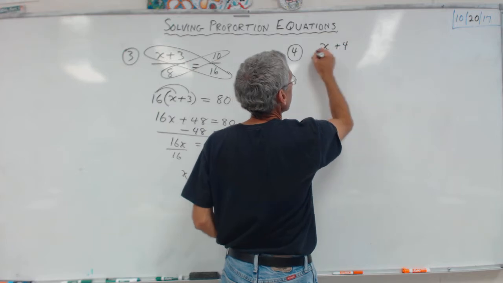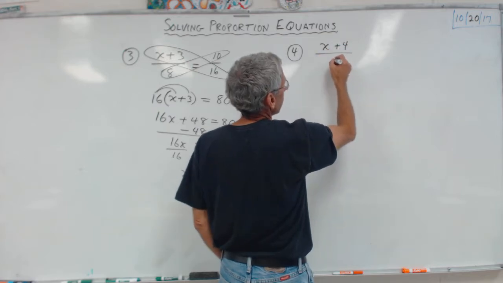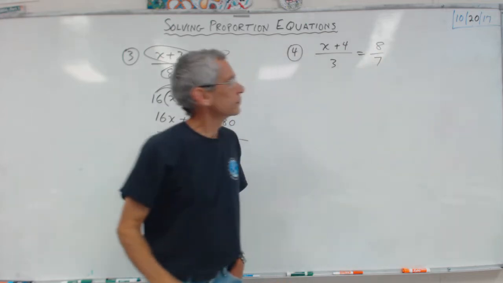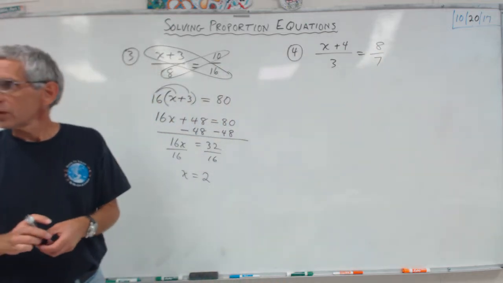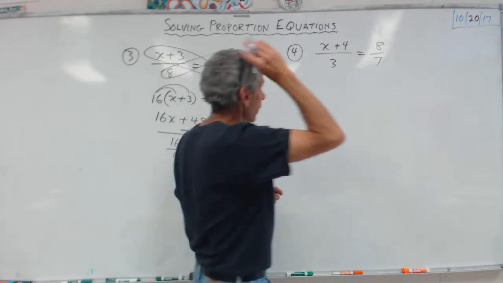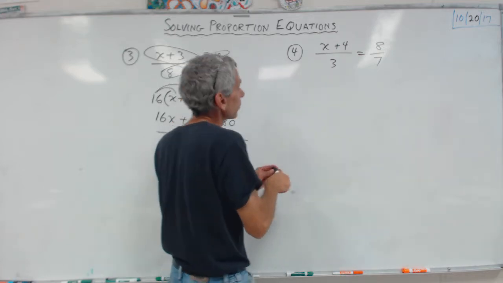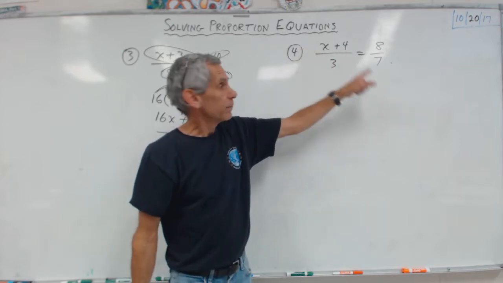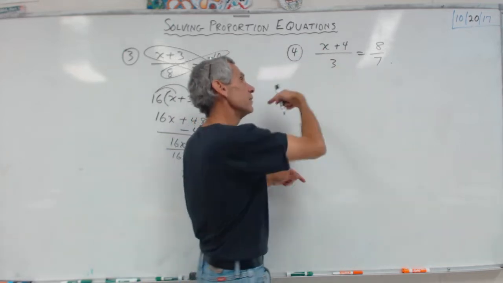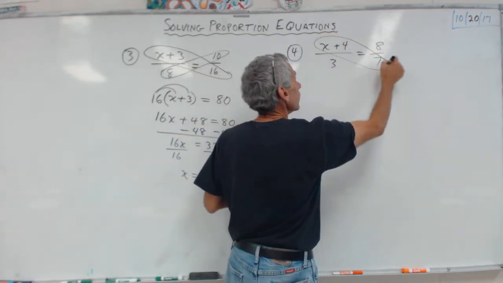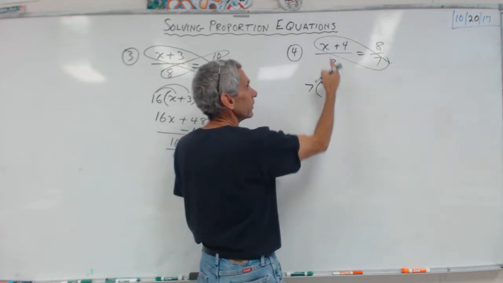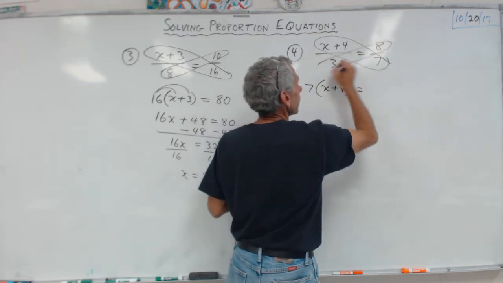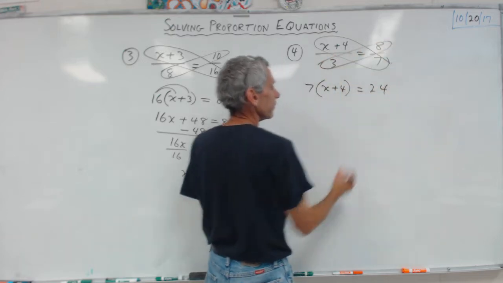x plus 4 over 3 is equal to 8 over 7. Okay? So sometimes they're not going to work out evenly, and I have no idea on this one. First of all, I see my x's are on the left if I did these, so I'm going to do that first. I do 7, and then parentheses x plus 4 equals 3 times 8 is 24.